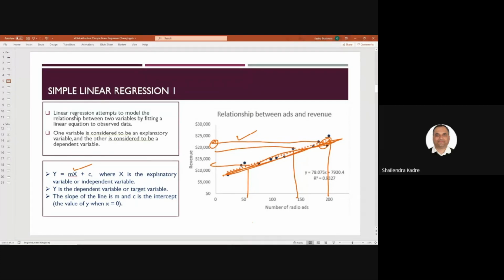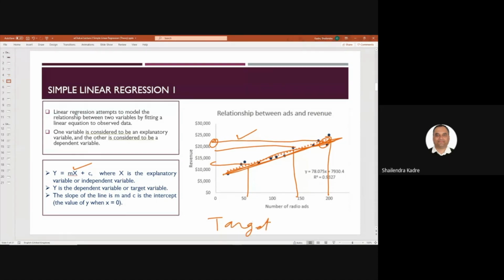So radio ad is nothing but x. So x is the independent variable and y is the dependent variable. The dependent variable, sometimes y, we call the target variable also. So this is the equation. Then you will ask me a question: what are M and C?